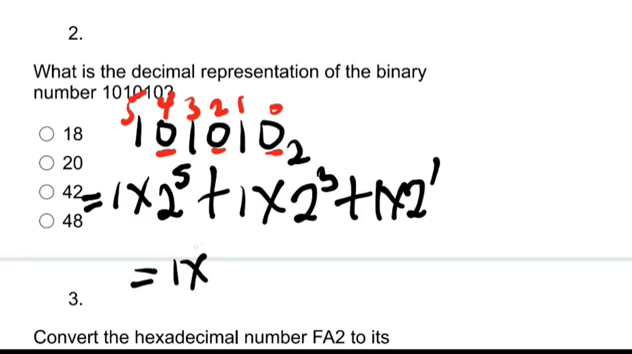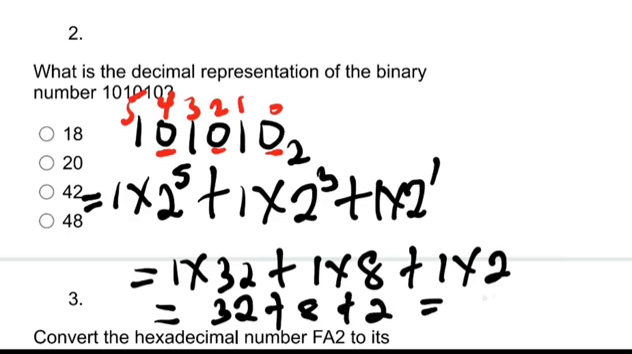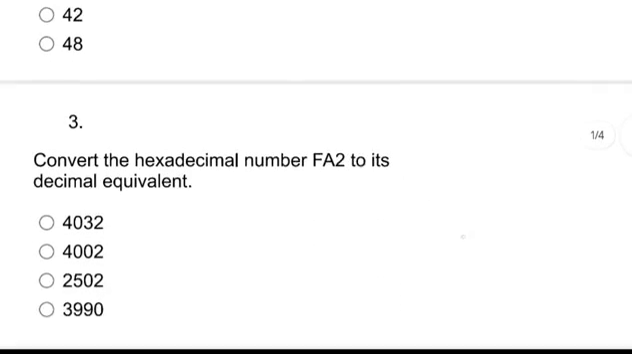That is 1 times 2 raised to power 5, which is 32. 2 raised to power 3 is 8, raised to power 4 is 16, and raised to power 5 is 32. Plus 1 times 2 raised to power 3, which is 8, plus 1 times 2. So this will give us 32 plus 8 plus 2, and that gives us 42. So that is this option. So move to the next one now.